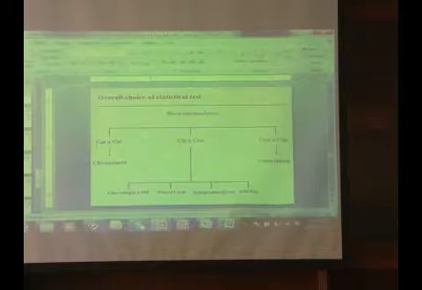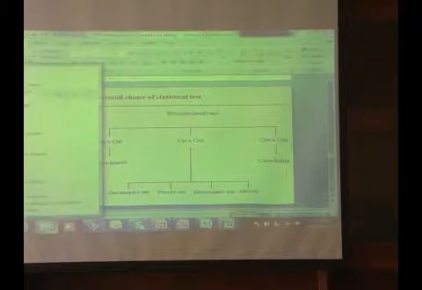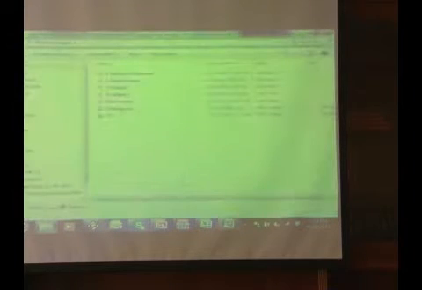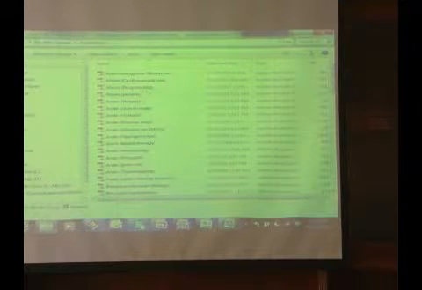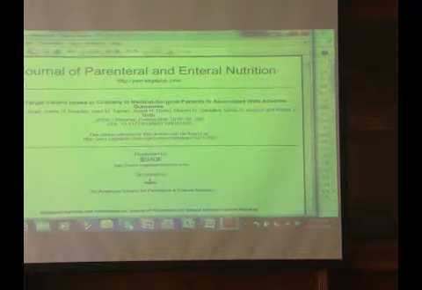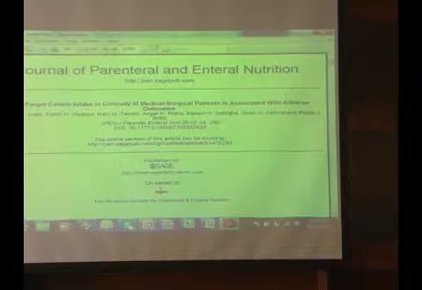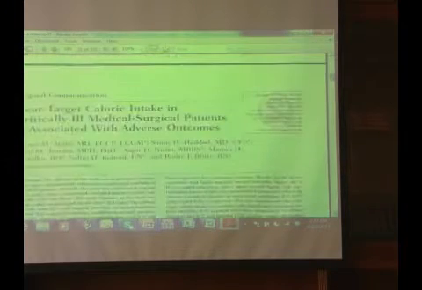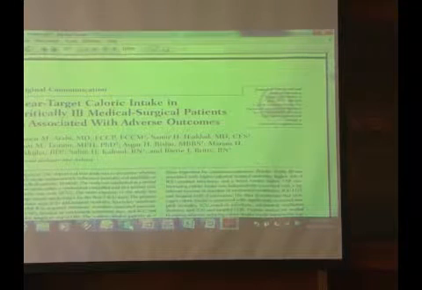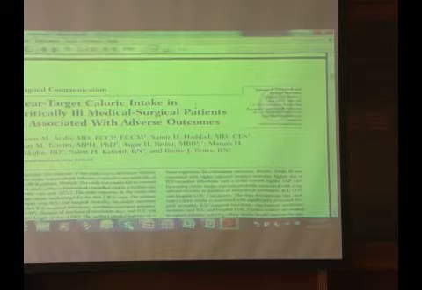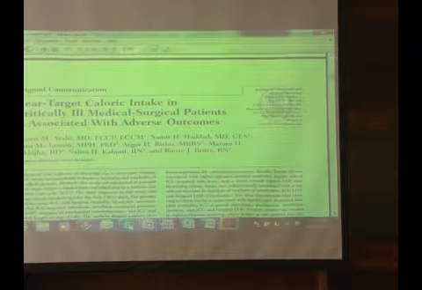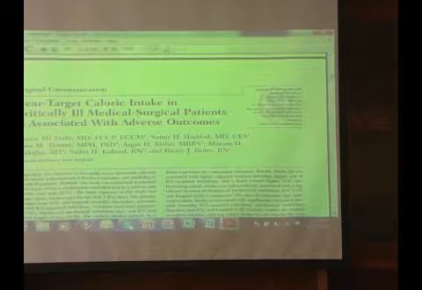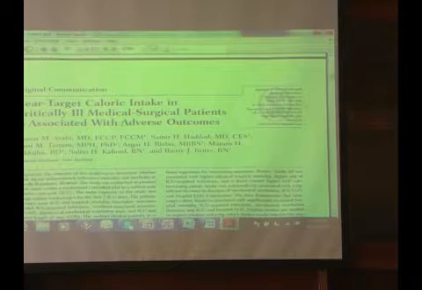Now, let me take a few minutes just to show you a few practical examples. I want to show you this. This is a paper about the association between near target caloric intake in critically ill patients and its association with adverse outcomes.